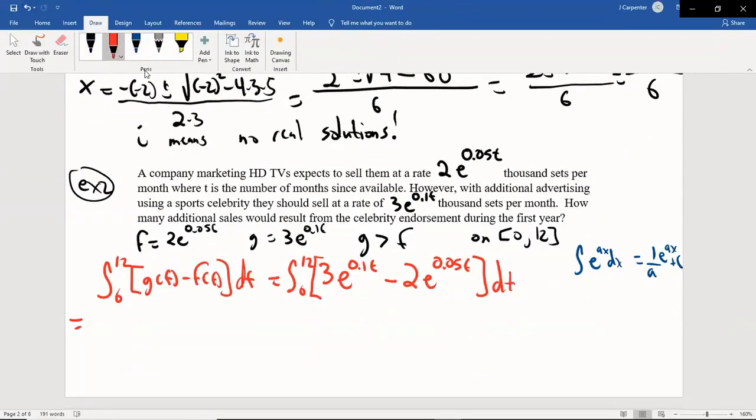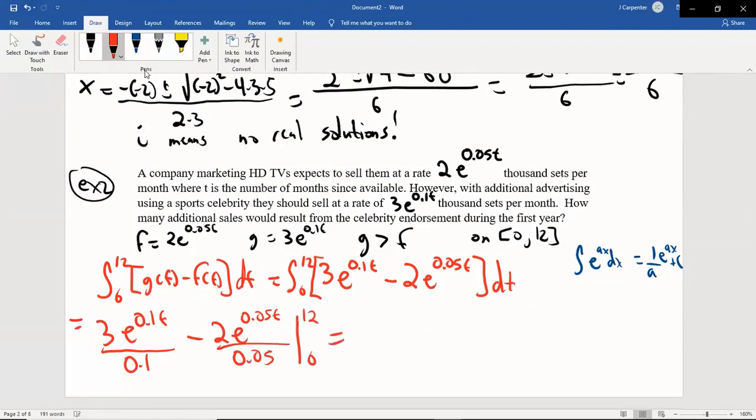Now the 3 and the 2 are going to stay out front, so we have our 3. Then we have our e to the 0.1t, but because there's that 0.1 as a coefficient in the exponent, we divide by the same thing. We're not adding 1 in this instance. This is not a polynomial, this was an exponential. Then the minus 2, leave the exponential term alone, so e to the 0.05t, but divide by the coefficient in the exponent, so 0.05. And then we're evaluating this between 0 and 12.